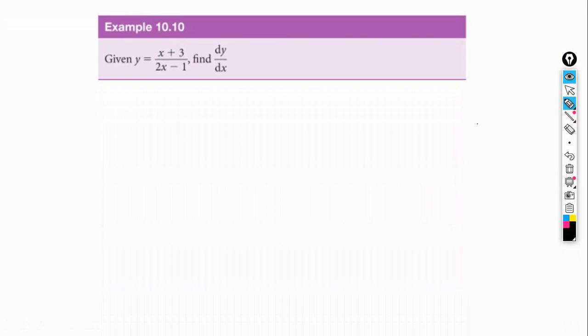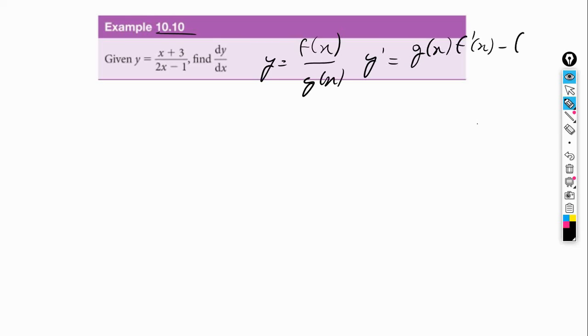Okay, so here we are with example 10.10. And it says, given y is equal to x plus 3 over 2x minus 1, find the derivative of y. So all we have to do here is apply the quotient rule. So let's recall that if we have f of x over g of x, right, if y is equal to this, then the derivative of y is equal to the denominator times the derivative of the numerator minus numerator times the derivative of the denominator over the denominator squared.